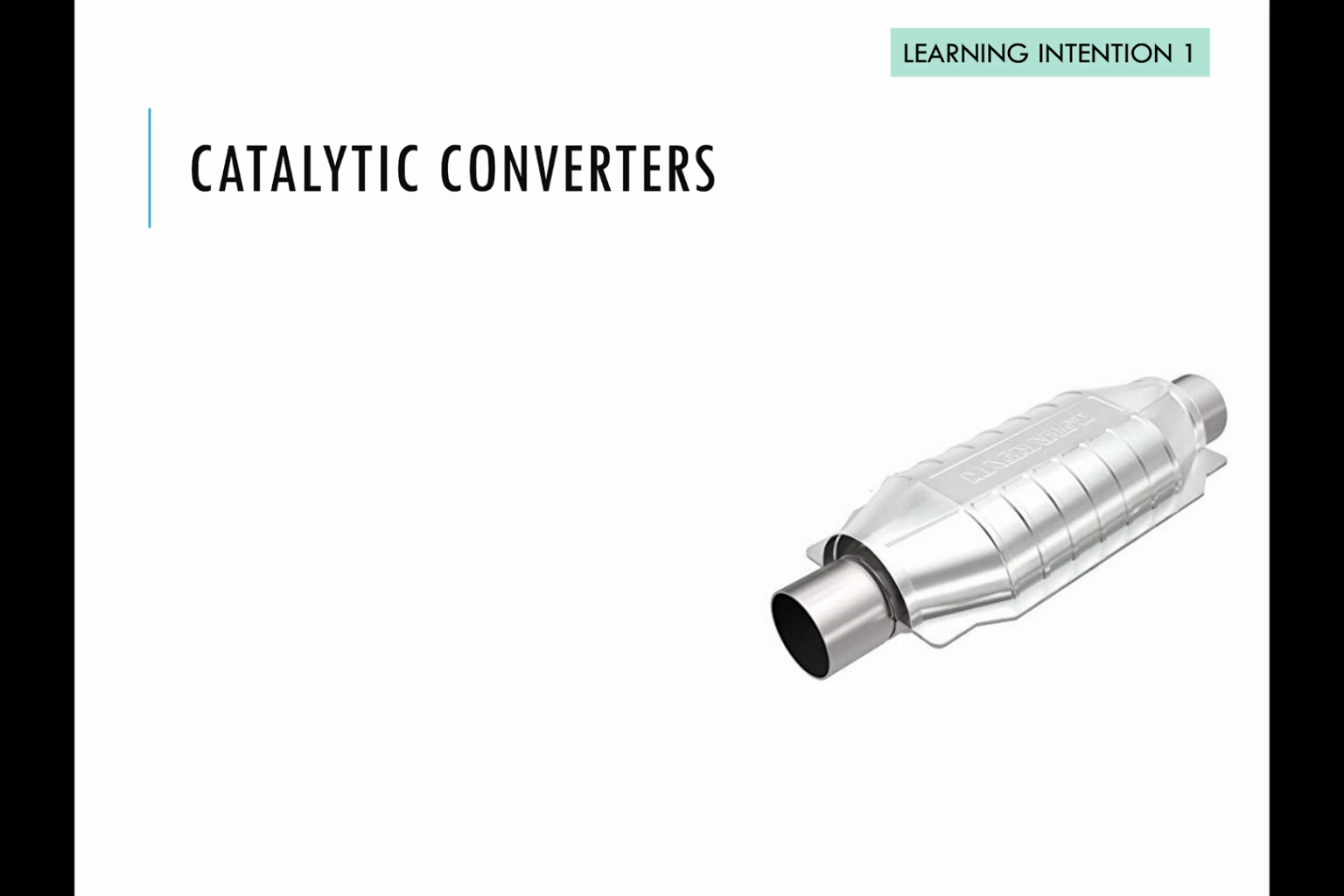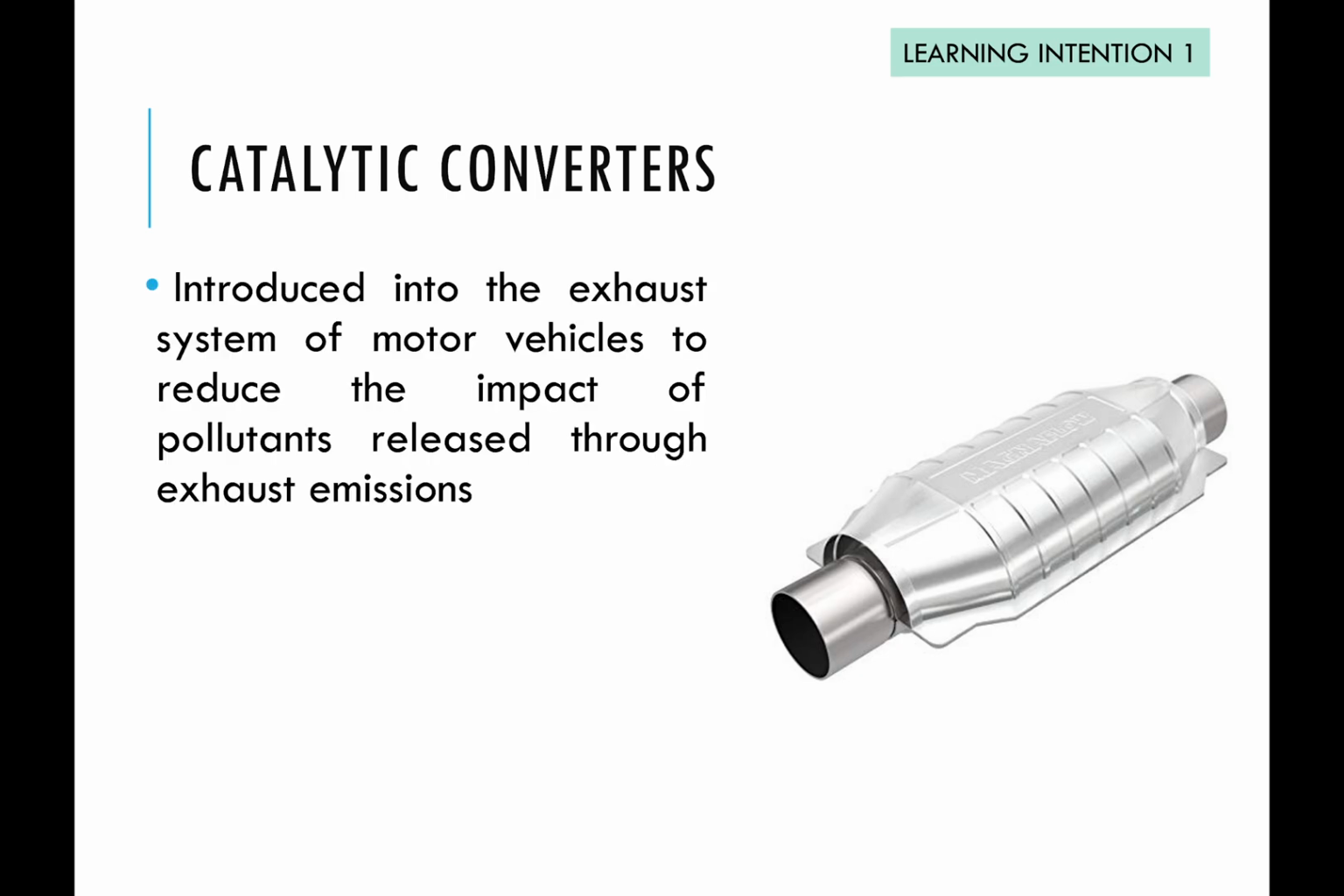So this is a catalytic converter. It looks like this long elongated part that sits just before our exhaust pipe in our vehicles, and it was introduced into the exhaust system of motor vehicles to reduce the impact of pollutants, which are released through the exhaust system.